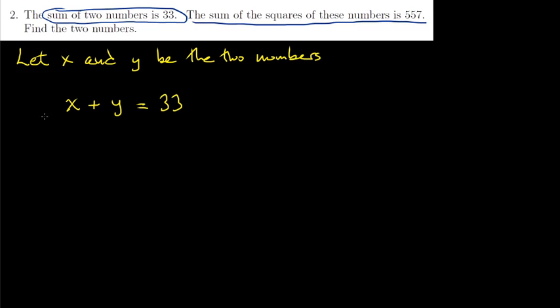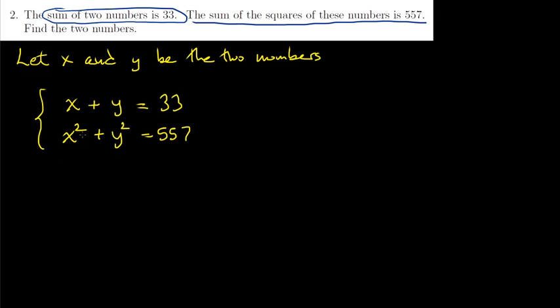So what do we mean by the square of the number? Just multiply by itself, right? x squared is the square of x, and y squared is the square of y. The sum of those two numbers is 557. Okay, so that's our system of equations.